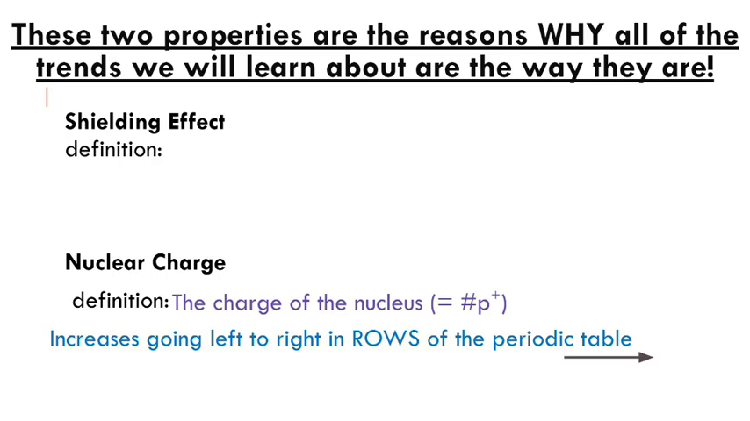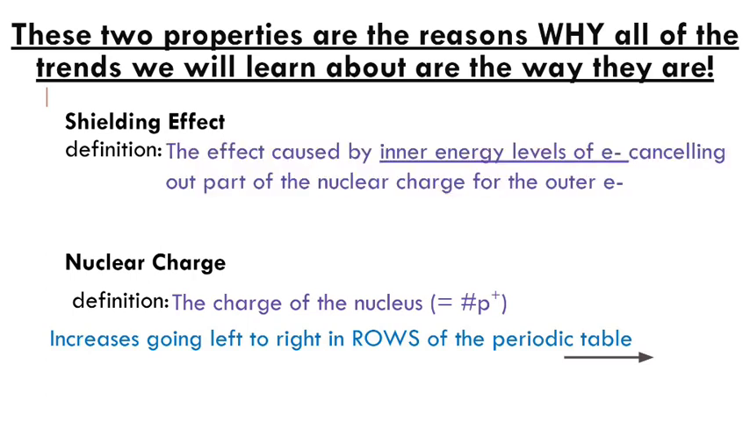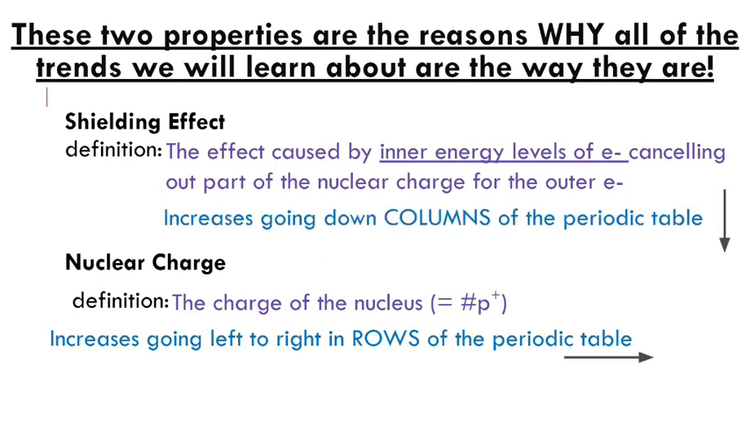And that actually comes back to the shielding effect. Shielding effect is the effect caused by inner energy levels of electrons canceling out part of the nuclear charge for the outer electrons. They're acting like a shield, protecting those outer electrons from the pull of the nucleus. And this is going to increase as we go down in any column of the periodic table, because as we go down, we're adding energy levels, which is adding those layers of protection to those outermost electrons. So let me help make this a little bit more clear for you with this example.